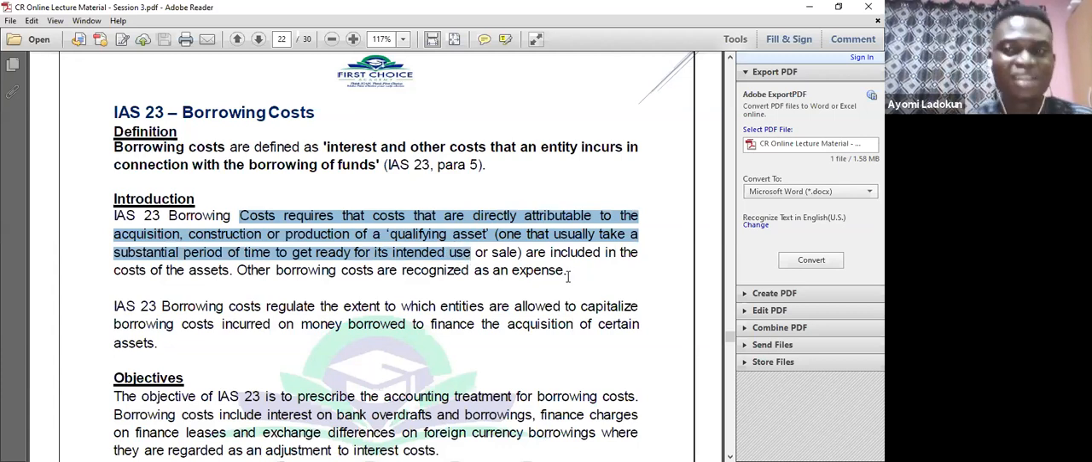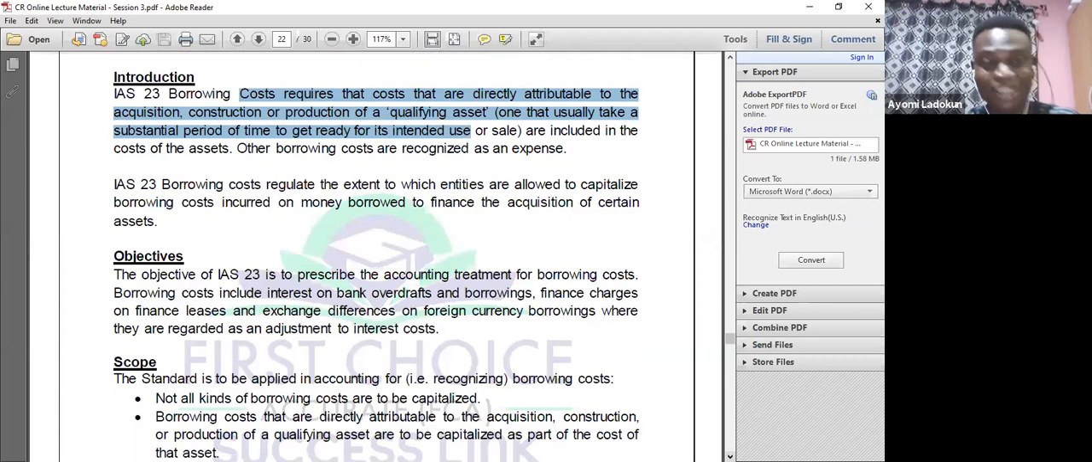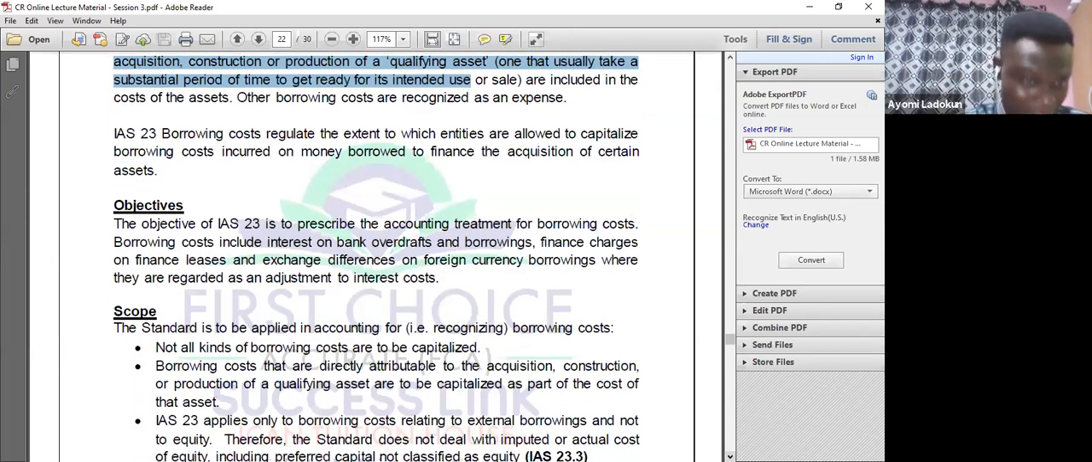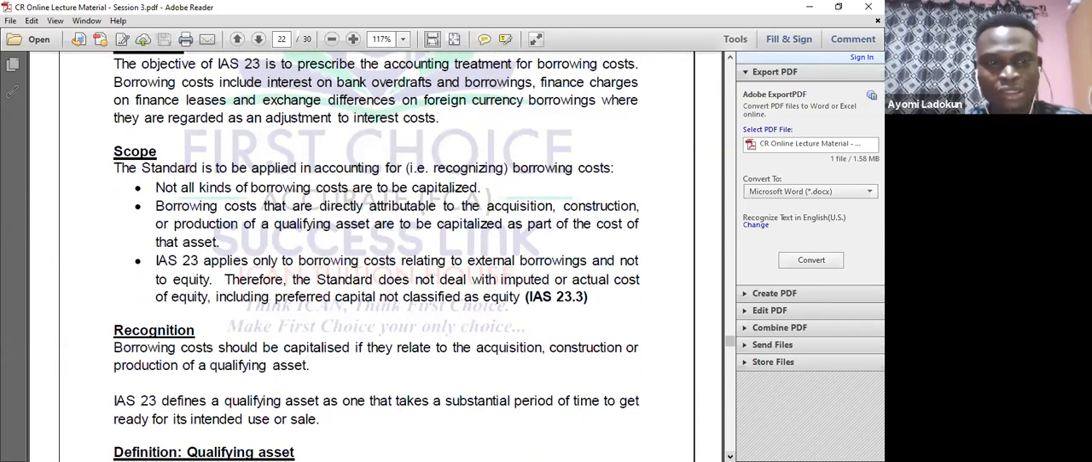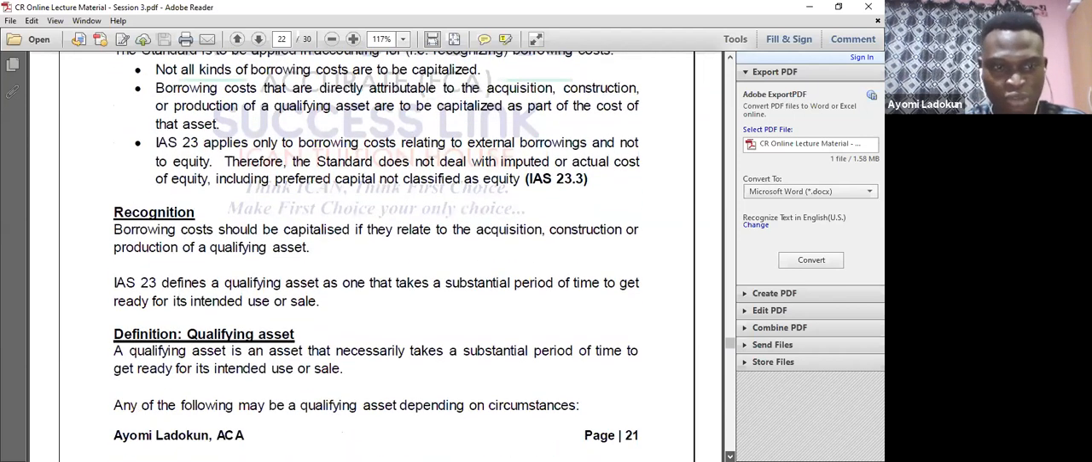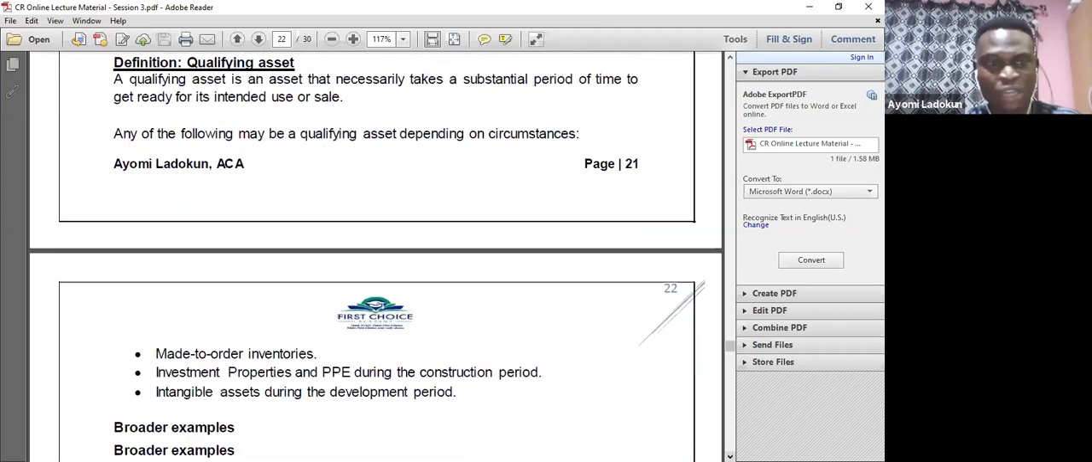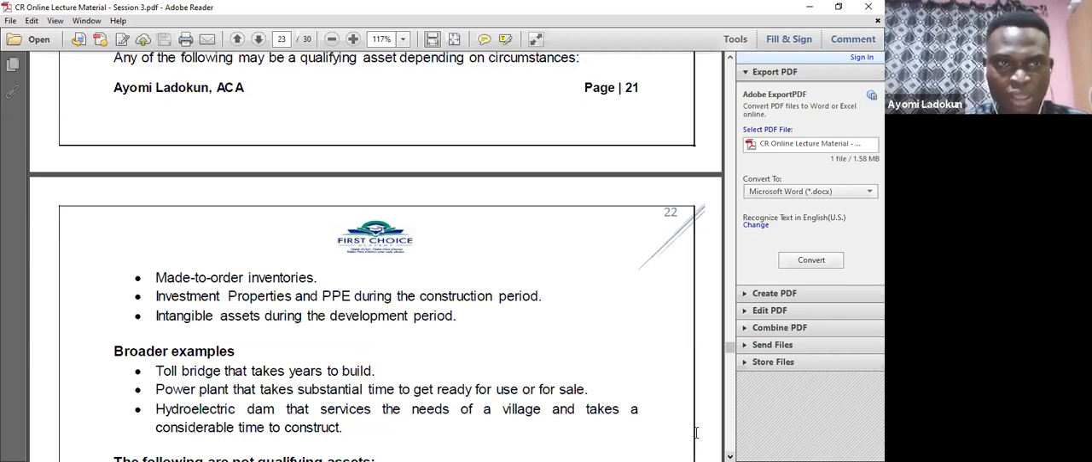Now listen. Not all borrowing costs can be capitalized. So the objective of IAS 23 is to regulate the amount of borrowing costs that an entity can capitalize. Okay. So I've just explained what is on this page, even without looking at it, right? So you can go ahead and read it. All right. So I've tried to summarize what you can see now. That's the definition of qualifying asset, right? So I've tried to summarize that. Okay.